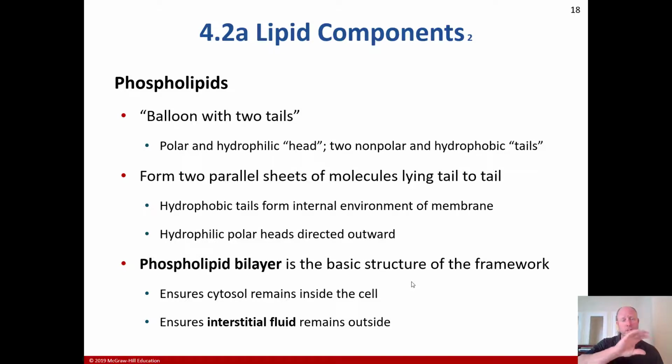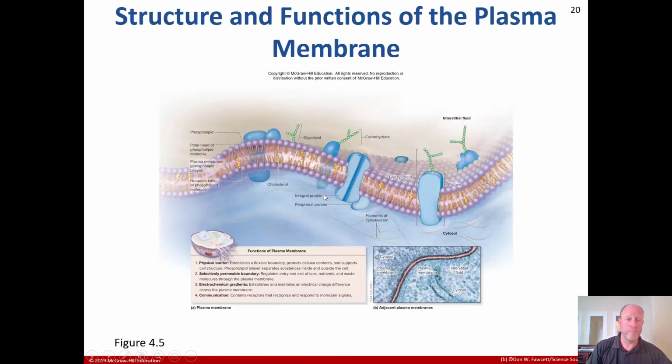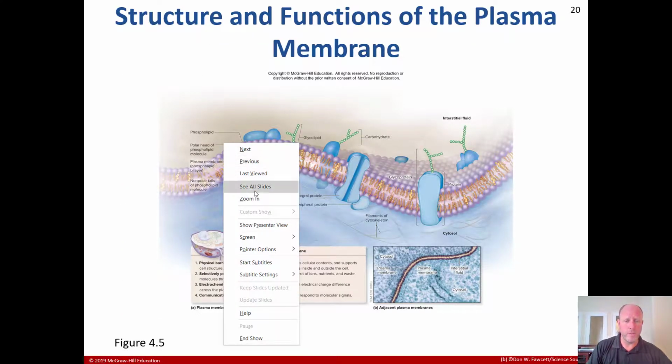Therefore, it's easier to keep contents within the cell that should stay inside and contents outside the cell that should stay outside, with a few exceptions, some smaller structures that can penetrate those layers, and we'll talk more about that. Cholesterol, another lipid component, is scattered within the phospholipid bilayer and strengthens the membrane. It stabilizes the membrane against temperature extremes. The glycolipids are lipids with attached carbohydrate groups, or glyco, right? They're on the outer phospholipid region only, and they help form the glycocalyx, along with a lot of other substances. Here we'll get a better picture of this.